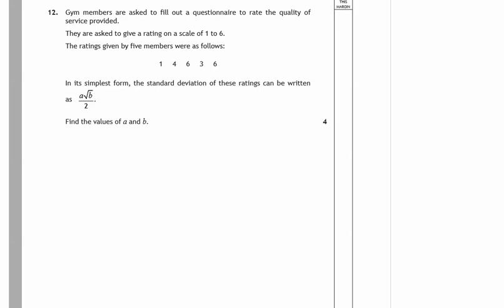Hey, this looks like a great question. Gym members are asked to fill out a questionnaire to rate the quality of service. They're asking for a rating of 1 to 6. The ratings of 5 members are shown below.